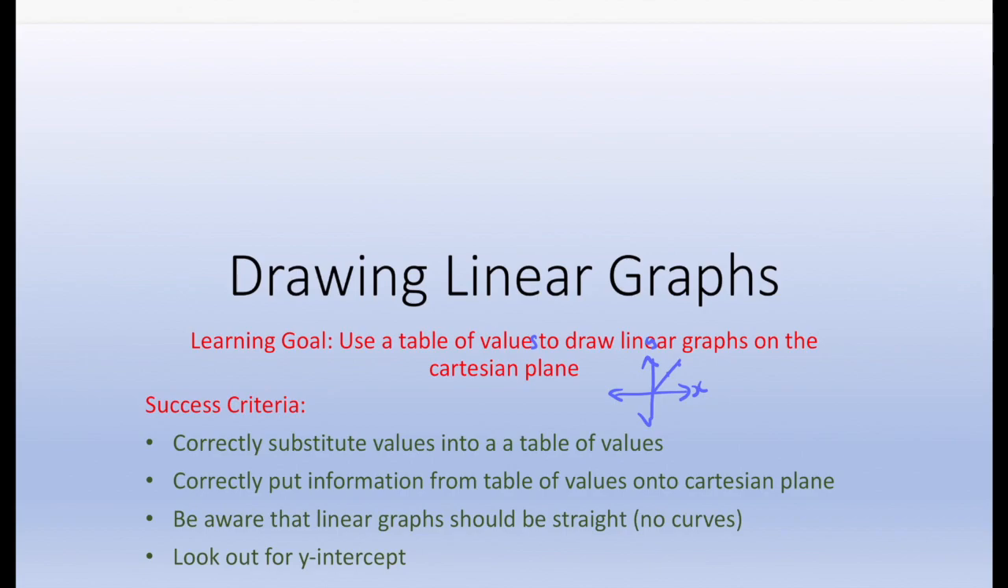Okay, so the success criteria is correctly substitute values into a table of values. That's probably the most important skill. Correctly put table values on the Cartesian plane, so we need to look at that, and be aware that linear graphs should be straight. So one of the things that we've got to be aware of, there's no curves in these forms of graphs. And look out for a y-intercept. That's for a future lesson.